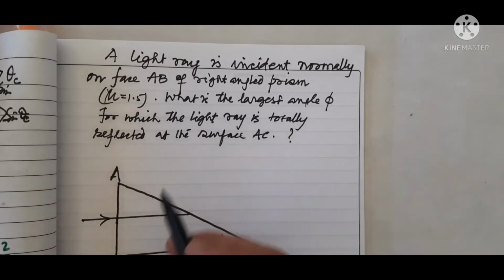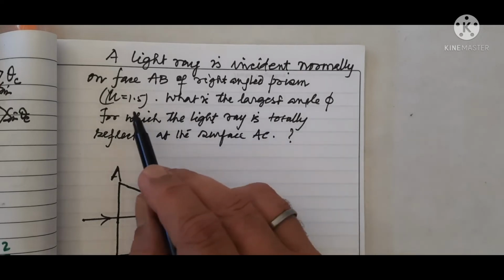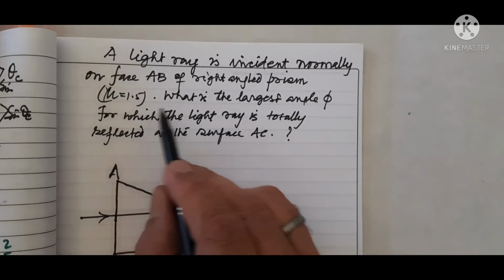Normally on the face AB of a right angle prism, the refractive index of the prism is 1.5.